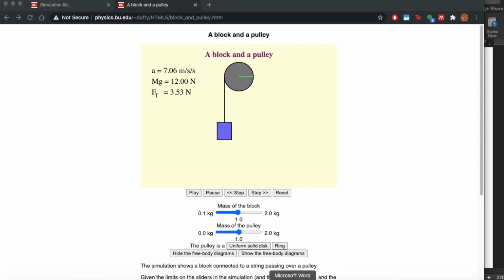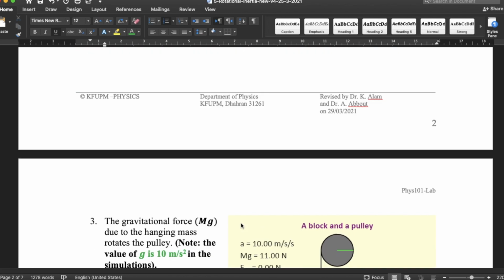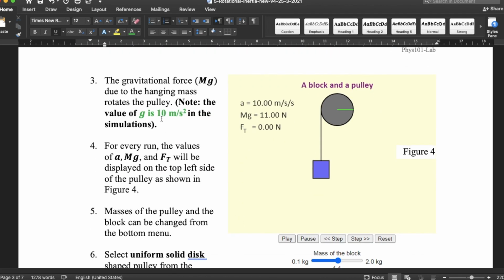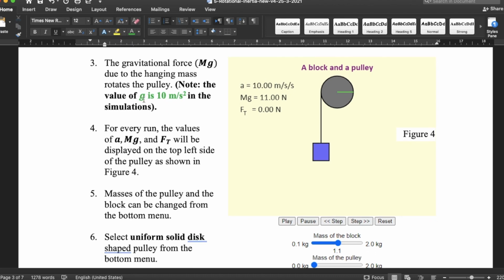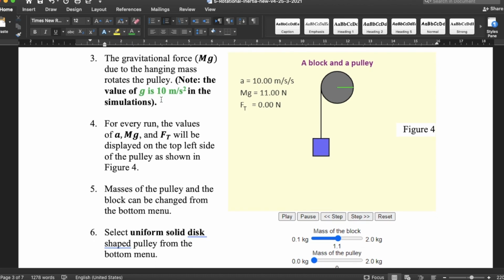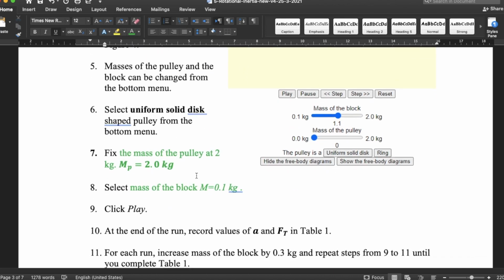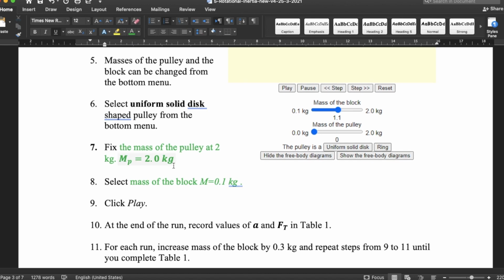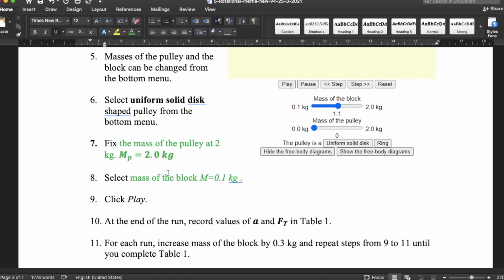Now go to the simulation and read the instructions. And by the way, the g in this simulation is set to 10 meters per second squared instead of 9.8. So note that and use this value in your calculations. Now, for the mass of the pulley, in my case it's 2 kilograms, and we will start the mass of the block at 0.1, and we will increment it in steps of 0.3.